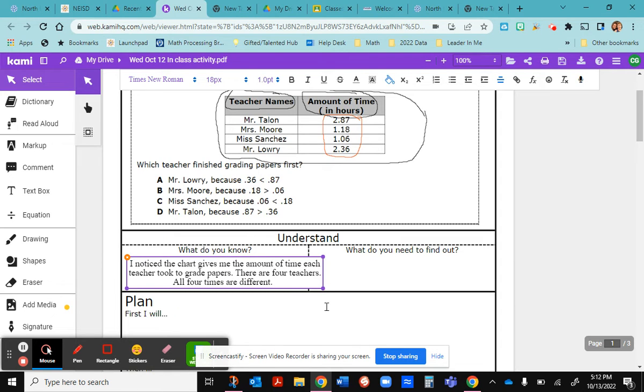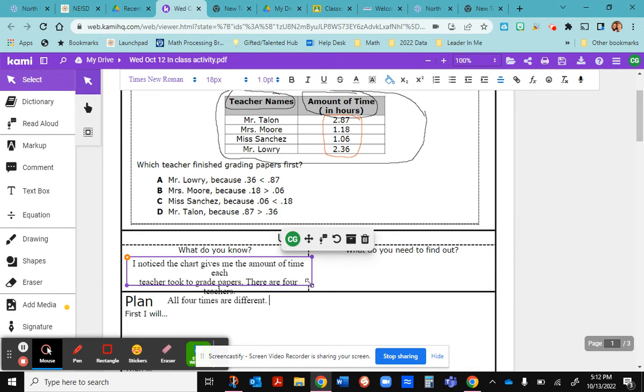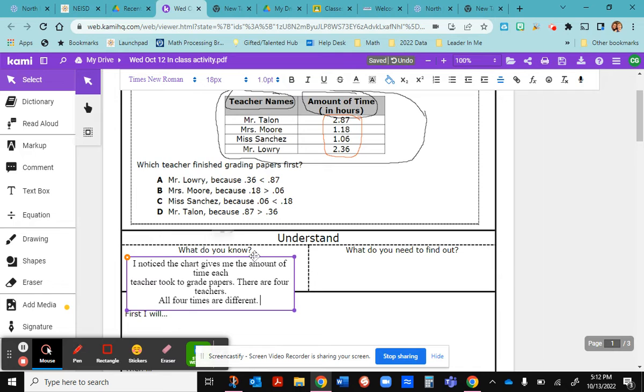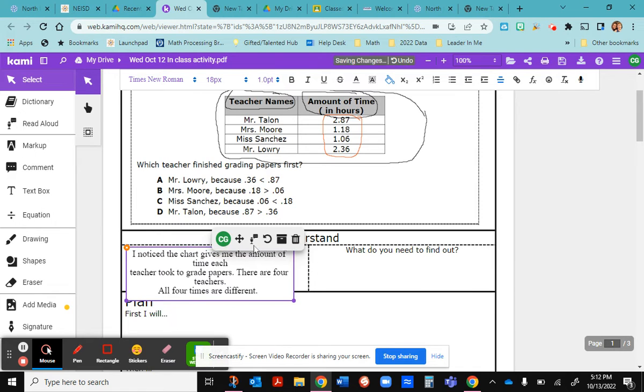Okay, so that's key. When we're looking at which teacher finished grading papers first, we now know they're all different. We also know that we're looking to see who finished first. The thing we were talking about in class, who finished first, is going to be the fastest person with the least amount of time. Remember, you have to picture that person crossing the finish line and it being stopped on that stopwatch.